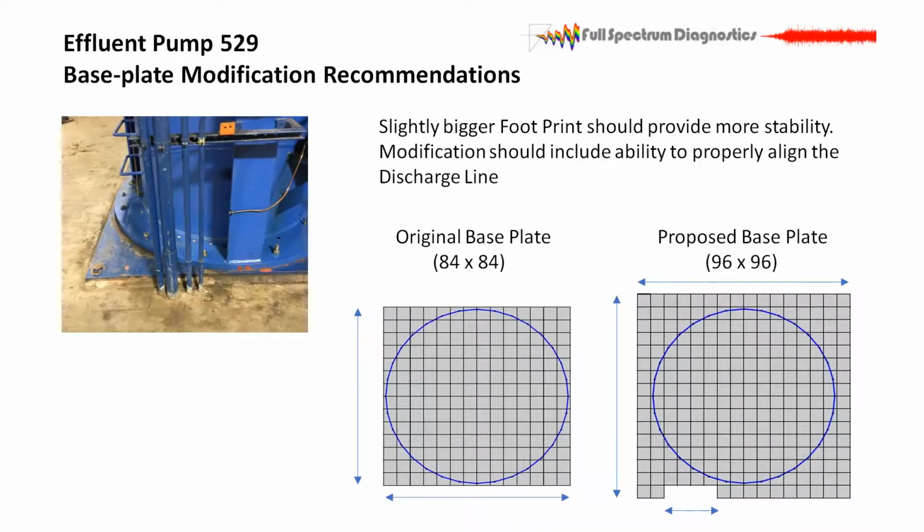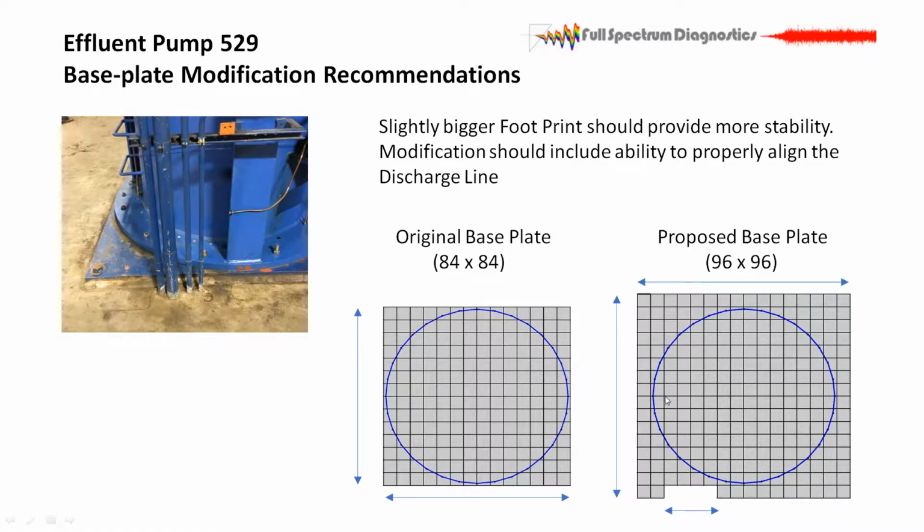They have to get rid of the original base. It's an 84 by 84 inch square that's grouted in with a hole cut in the middle of it, obviously. It is not that it's not supporting the pump correctly, it's at the wrong height. You have to add a little bit more height on the base plate there to get the two flanges to line up.